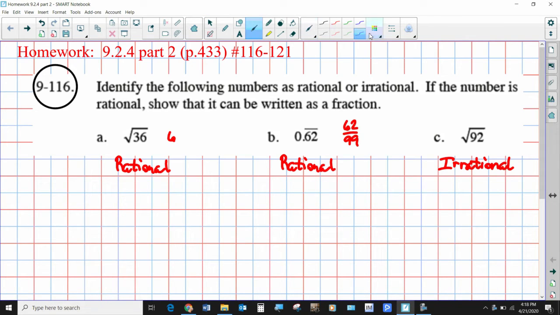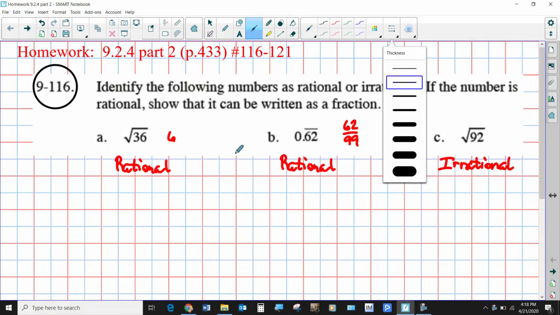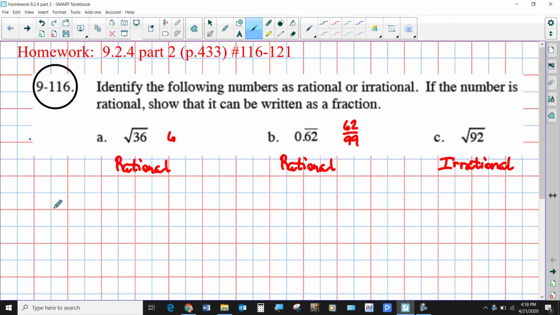Alrighty, let's see how you did on your homework. Problem number 116. Your job is to identify the following numbers as either rational or irrational, and if it is rational, show that it can be written as a fraction. Okay, because that is the definition of rational numbers.